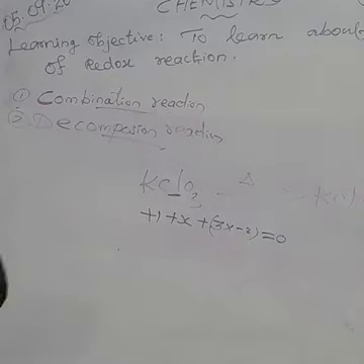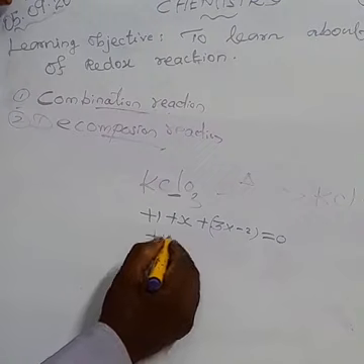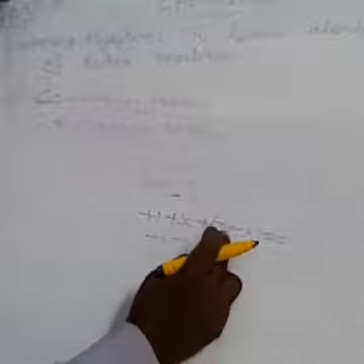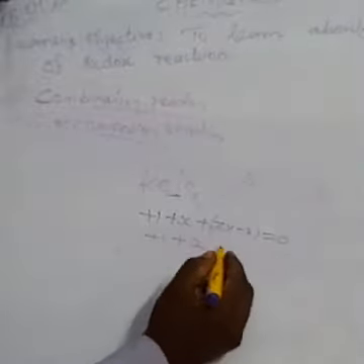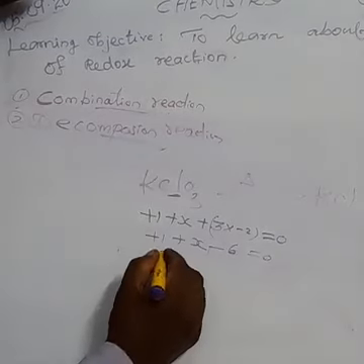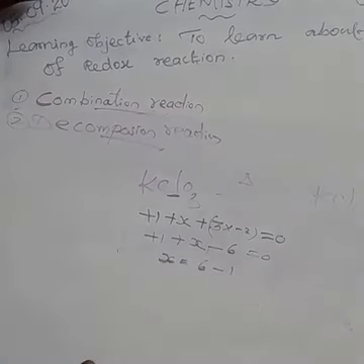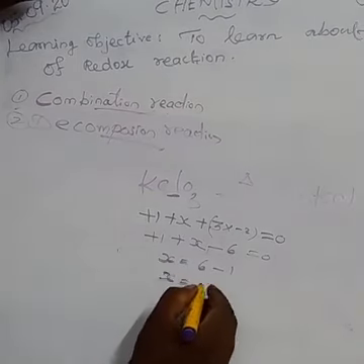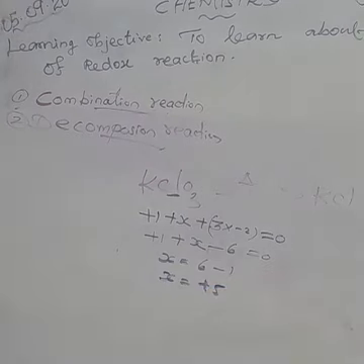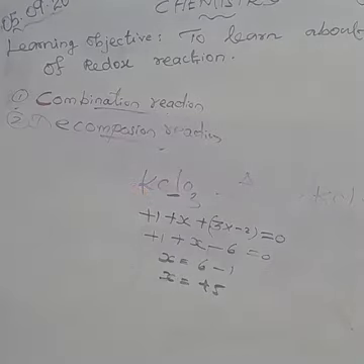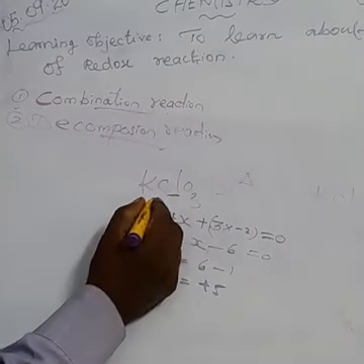Then what is the next step? +1 plus x plus 3 into -2, which is -6, equals 0. Clear? X is equal to 6 minus 1. So x is equal to +5. So the oxidation state for chlorine here is what? +5.